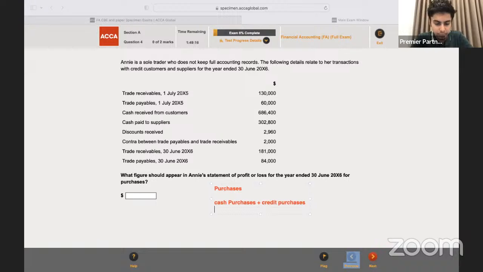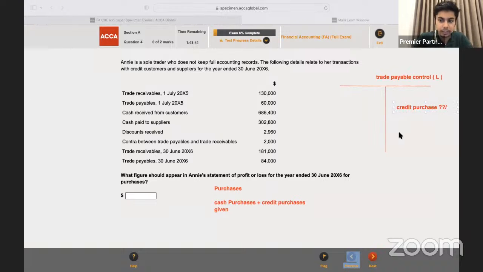So cash purchases, normally when you read your question, they will give. If it's not there, it's 0. So check the question carefully. If you want to find credit purchases, what you should do in accounting is open up a trade payable control account. If you open up a trade payable control account, then you will be able to find the answer for credit purchases.